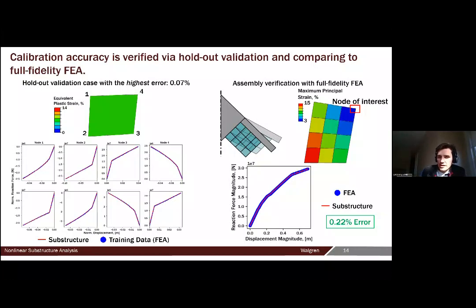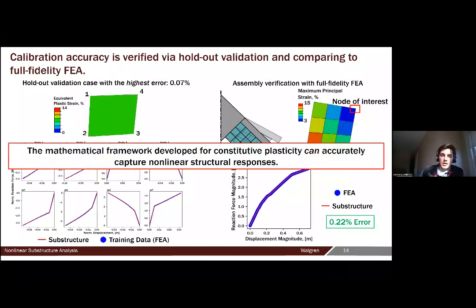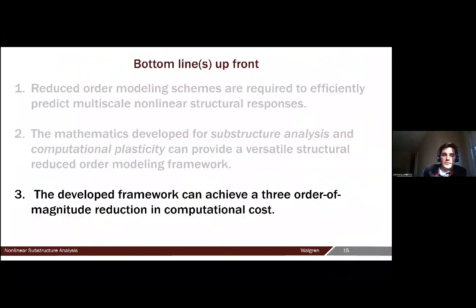And obviously, again, I need to caveat this. You aren't going to be designing a morphing wing by just plugging in squares of homogeneous materials, but this at least gives us the belief that we can use this for more complex problems down the line. And so that's pretty much the bang box right there, is that this framework, taking inspiration from plasticity and applying it to a substructure framework, can accurately capture these nonlinear structural responses. So the third kind of point that I'd want to make is that with complex unit cells that are computationally expensive, we could feasibly achieve a 3 order of magnitude reduction in computational cost.